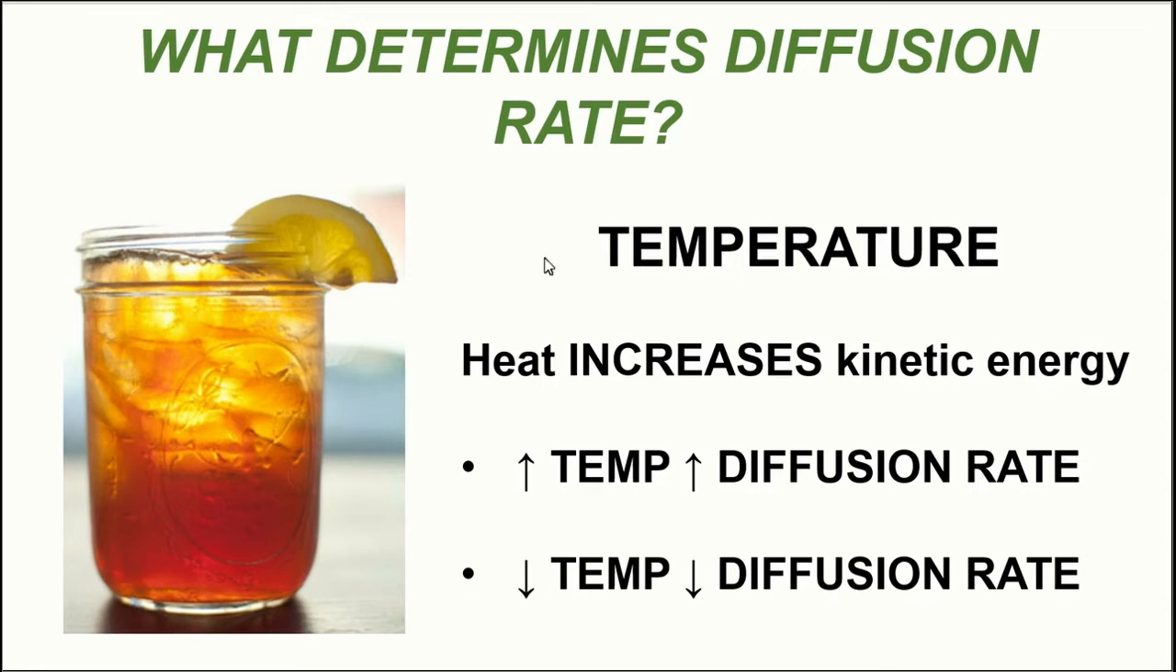Temperature ends up altering the kinetic energy of the molecules that are diffusing. What we end up seeing is that heat actually increases the kinetic energy of moving molecules. So molecules or environments that are warmer tend to have increased kinetic energy, whereas cooler environments or molecules that are cooler tend to have lower kinetic energy. Therefore, an increase in temperature causes an increase in diffusion rate, while a decrease in temperature will cause a decrease in diffusion rate.